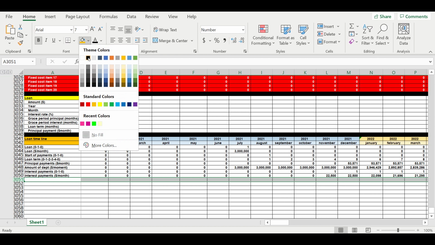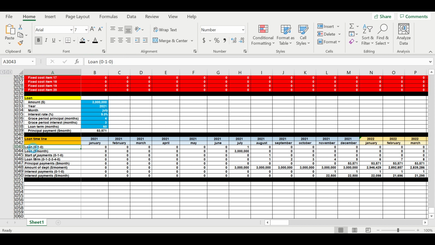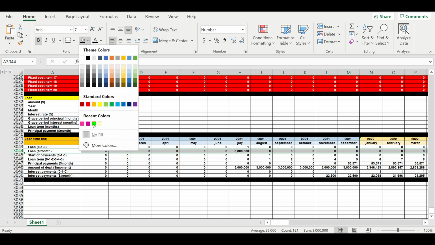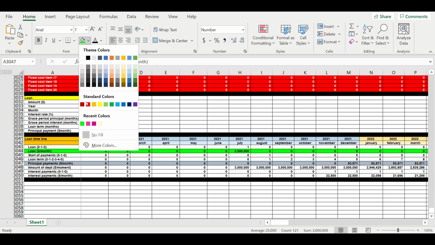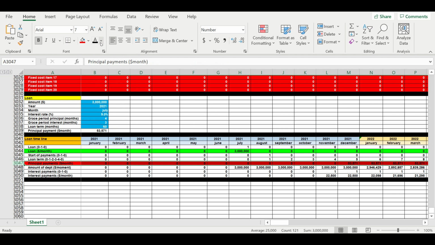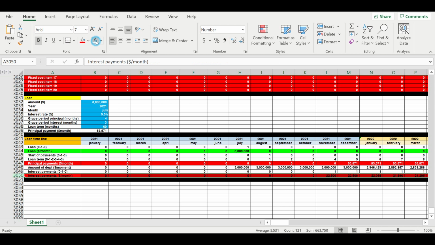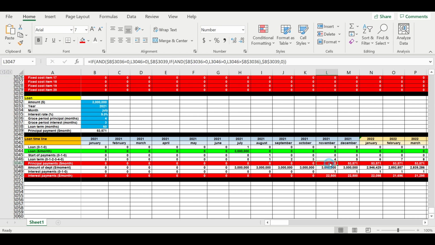So now I have created the block for the loan. This is the moment when we get the loan. This is an inflow. This is the principal payments. This is an expense, we mark it with red. And this is interest payments. This is also an expense, we mark it with red. This line will go to the cash flow statement, and these both lines will also go to the cash flow statement.